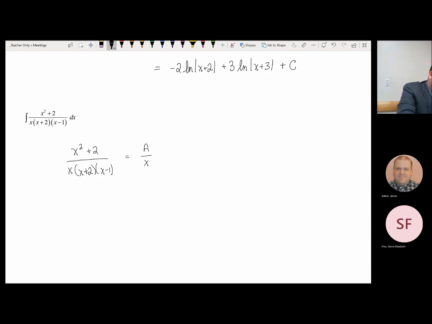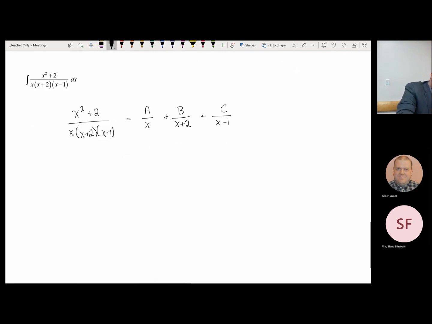Second is x plus 2. It's not repeated. That contributes B over x plus 2. And then x minus 1 is not repeated. That'll contribute C over x minus 1. All right, solve for A, B, and C. Clear out your fraction.